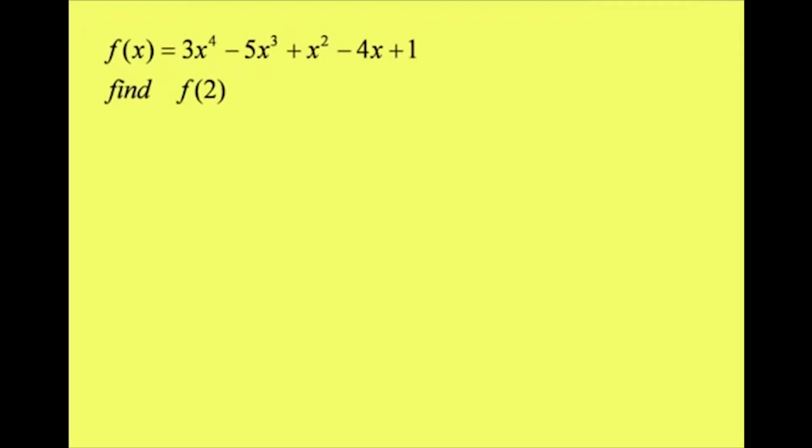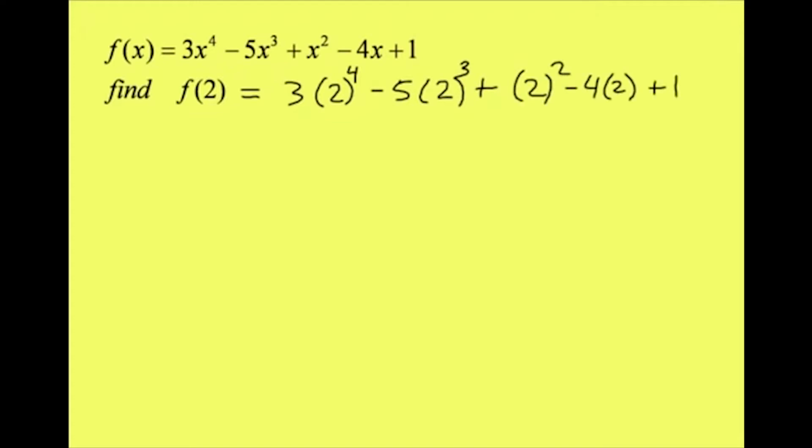So what it's asking us to do is take the value of 2 and replace every x that we see in the function f of x with a 2. So we're going to have 3 times 2 to the fourth minus 5 times 2 cubed plus 2 squared minus 4 times 2 plus 1.